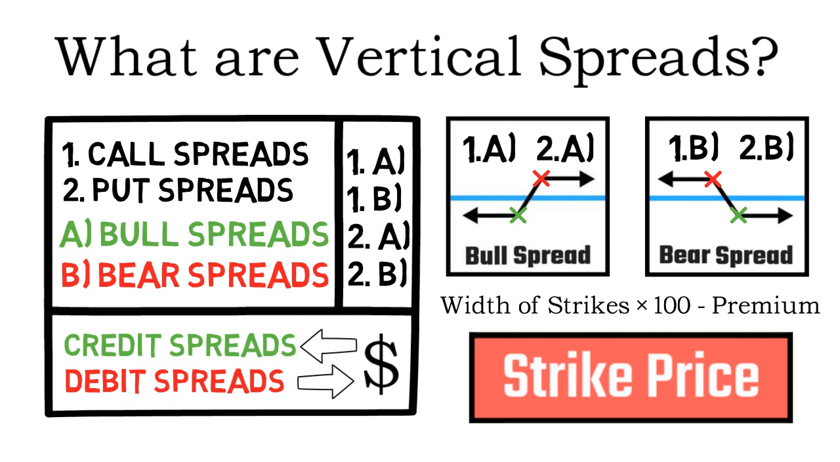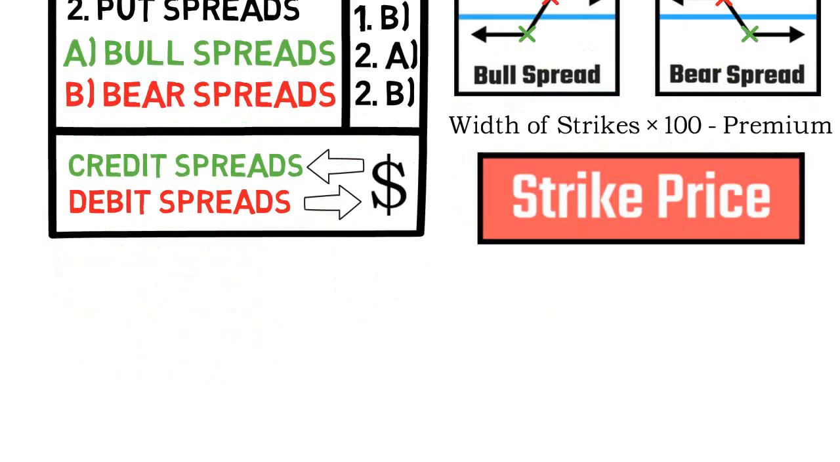Vertical spreads are directional strategies. This means they try to profit from price movement in the underlying asset. Implied volatility and time only have a small impact on a vertical spread. Now you should know what vertical spreads are and how they work.